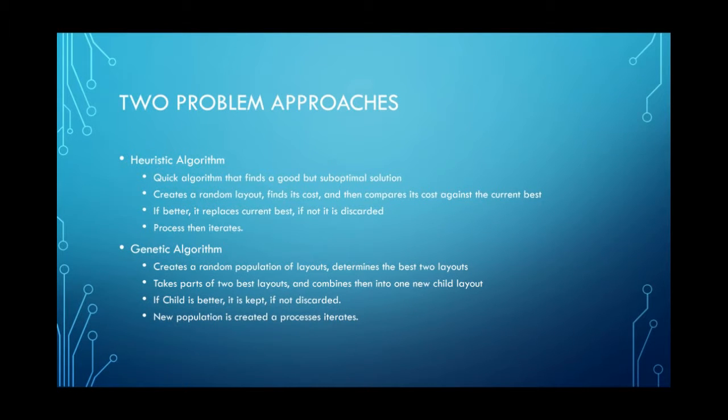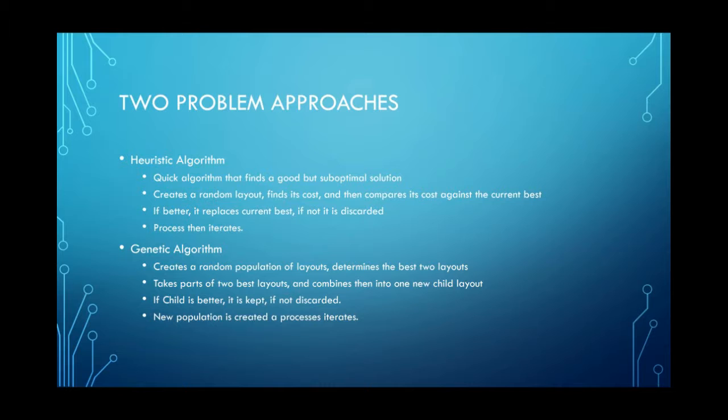We took two different approaches to solving this problem. Our first approach was a heuristic algorithm. This is a quick algorithm that finds a good but suboptimal solution. It works by creating a random layout, determining its cost, and then comparing it against the current best layout. If it is better than the current best layout, it replaces the current best. If not, that layout is discarded. The process then iterates, creating another layout, finding its cost, and comparing with the best again.